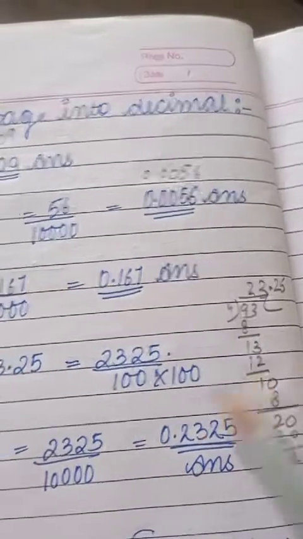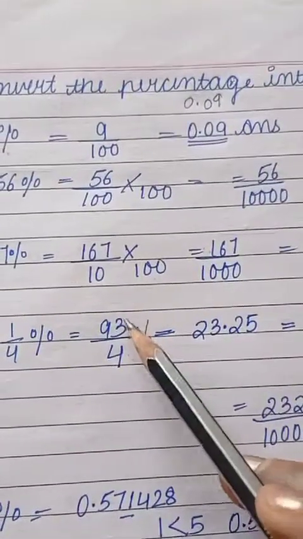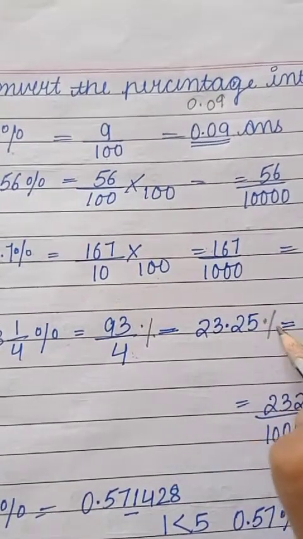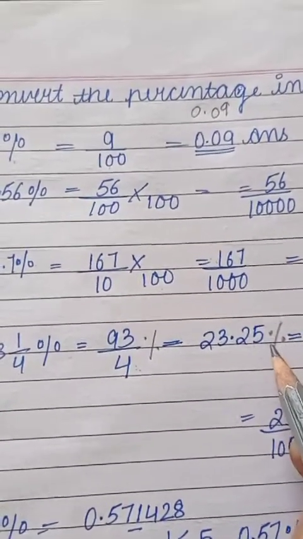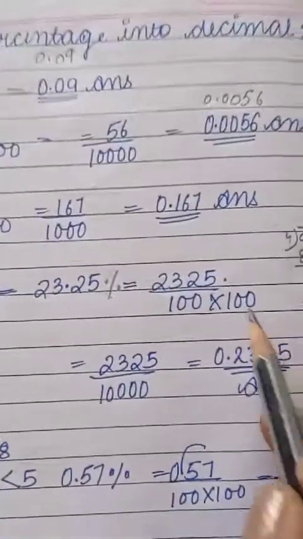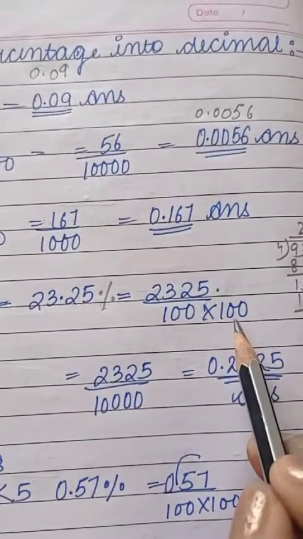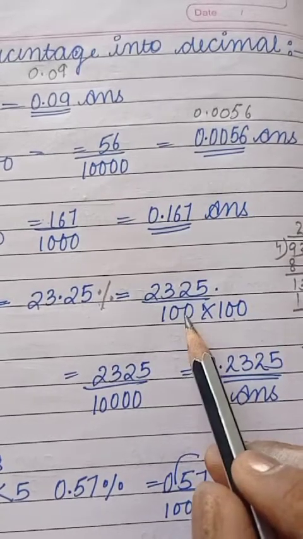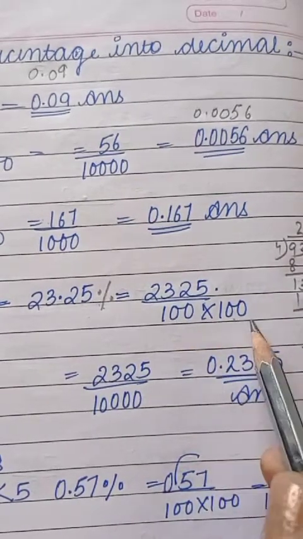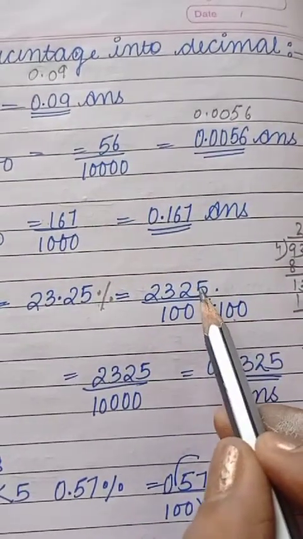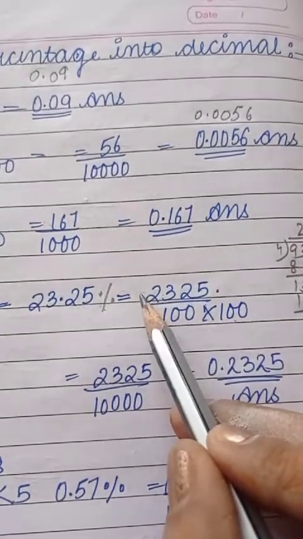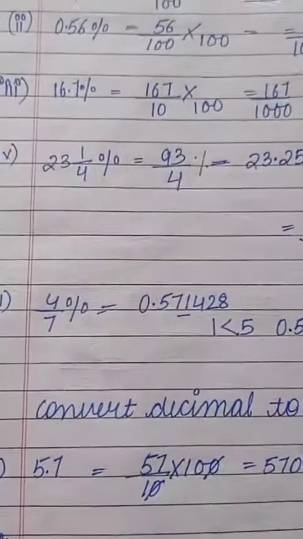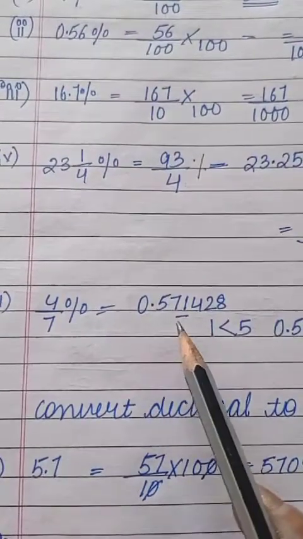So children, after you divide 93 with 4, we got 23.25%. But percentage is still left. Now remove this percentage. What will you get? This 100 after the removal of decimal and this 100 after the removal of percentage. So total 4 zeros you will get. Leave 4 digits. 1, 2, 3, 4. Where will be the decimal? Will be over here.